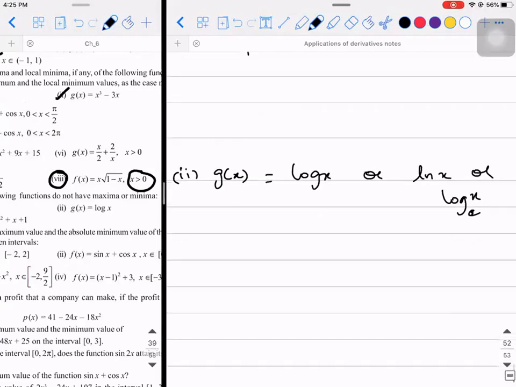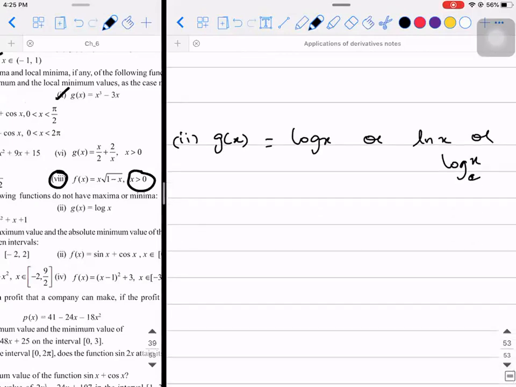So g of x is equal to log x or ln x or log x base e. We need to prove that this is also not going to have a point of maxima or minima. So what is going to be the value of g dash of x? It is 1 by x. So if I put g dash of x is 0, that is 1 by x is 0, x should be what?